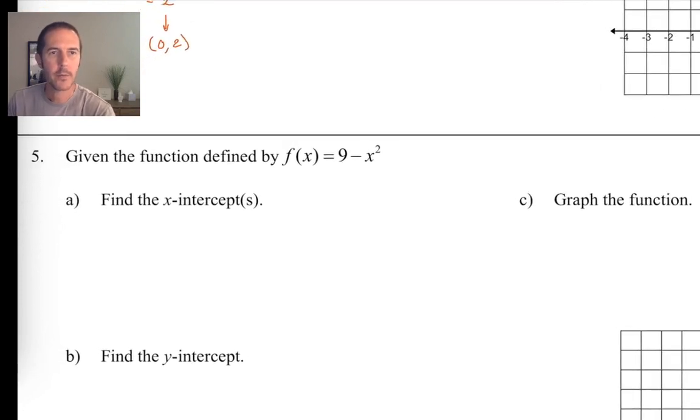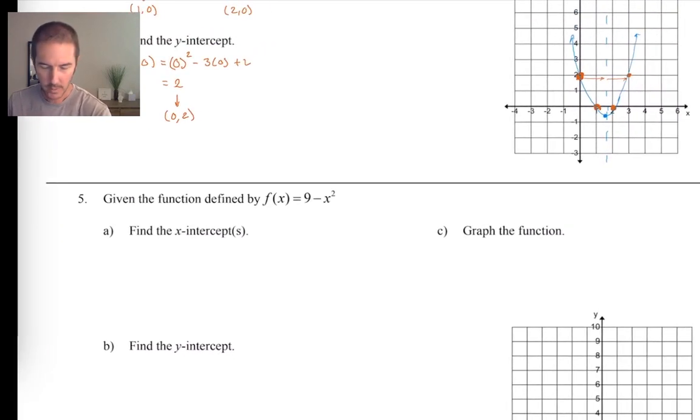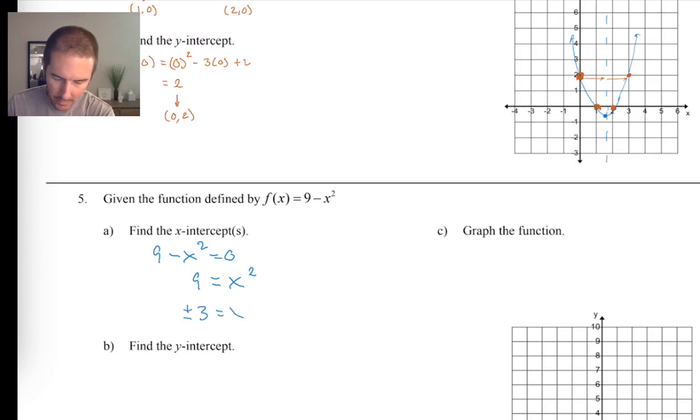In number 5, we're given a function defined by f of x equaling 9 minus x squared. You have to find the x and y intercepts and graph the function. So same process. Set your function equal to 0. And I should note that if we set this function equal to 0, 9 minus x squared equals 0, and we add x squared to both sides, and then we take the square root of both sides. Don't forget that the square root of 9 is plus or minus 3.